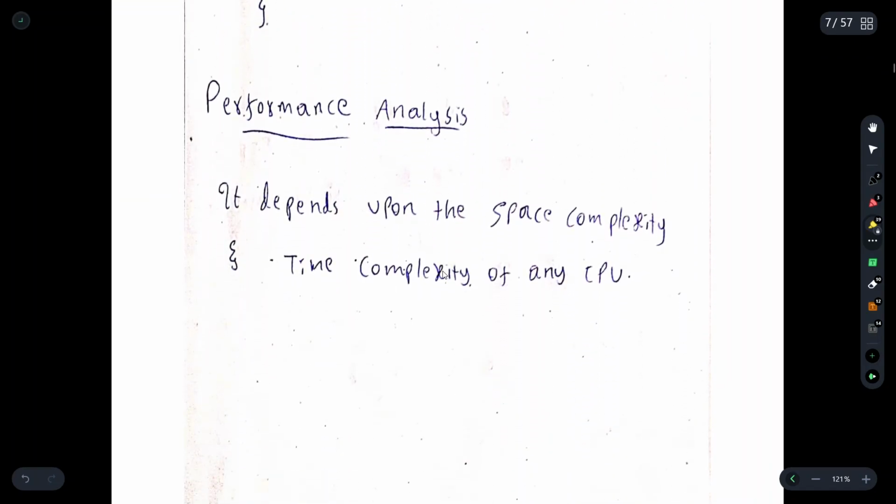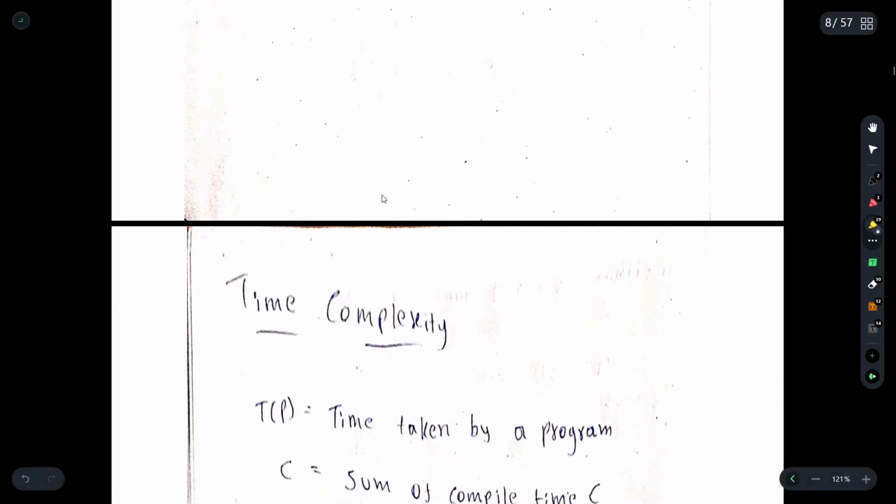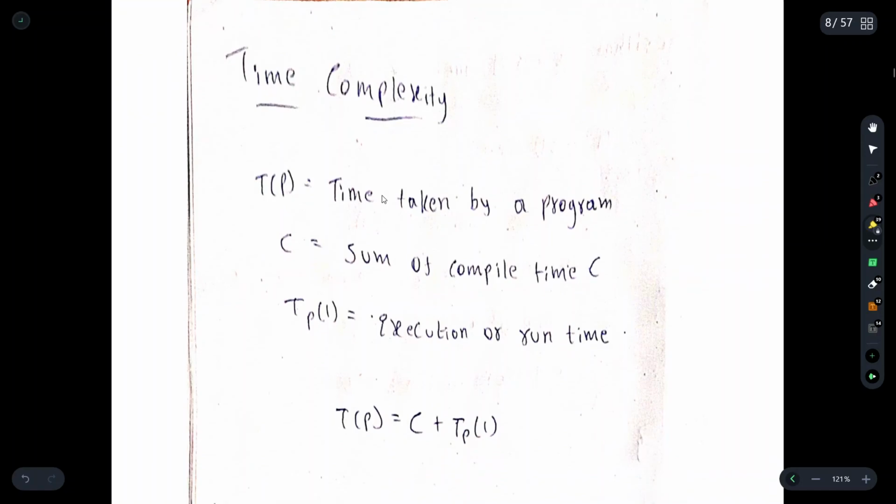So what is performance analysis? Performance analysis is nothing but, as we discussed before, it mainly depends upon the space complexity and time complexity of the working on that particular CPU. So what is time complexity? Time complexity is nothing but the sum of compile time plus execution or runtime.